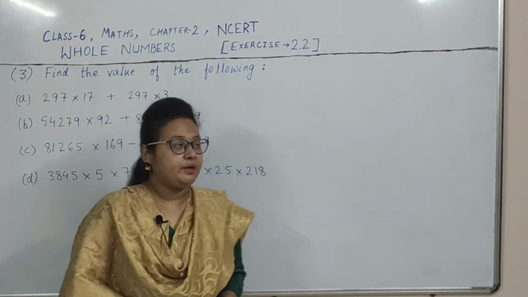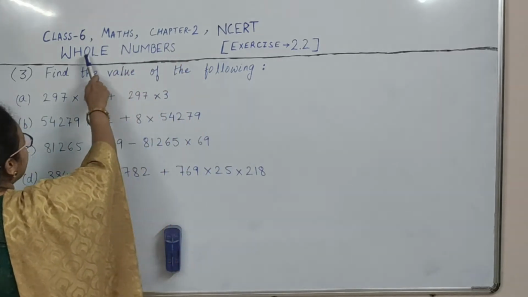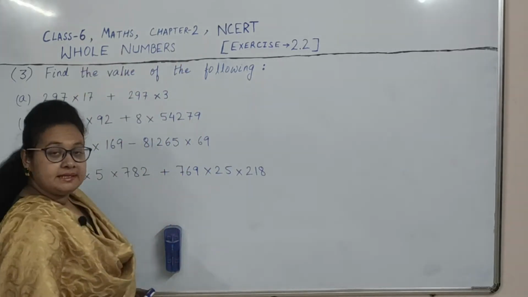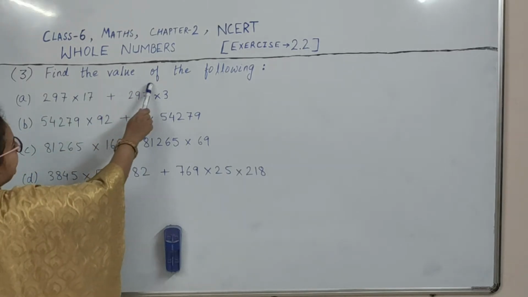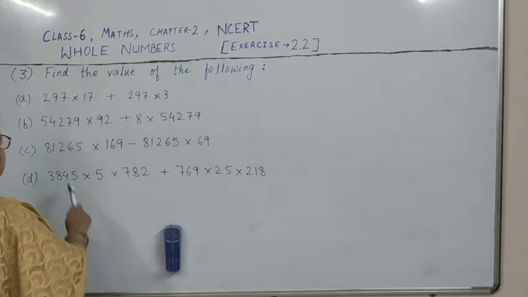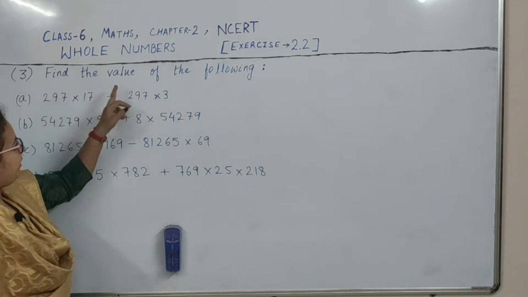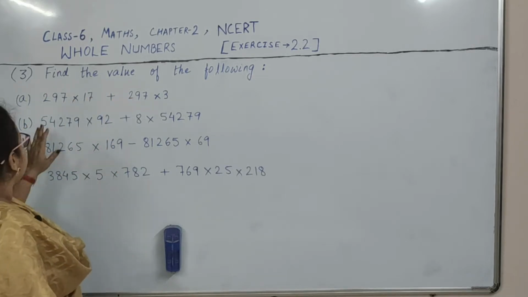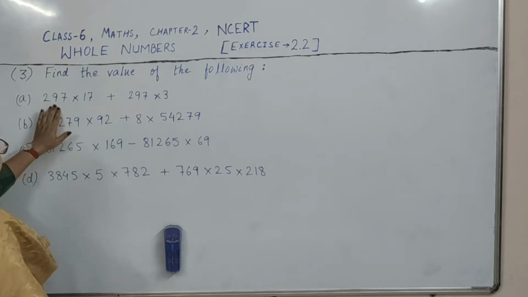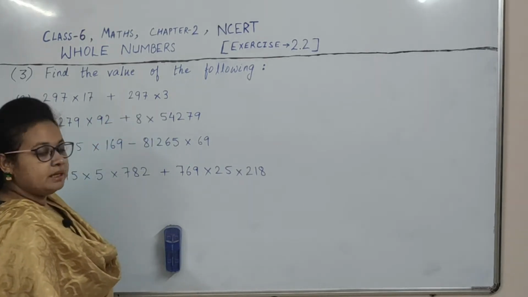In today's class, we will do question number 3 of exercise 2.2 from the second chapter, Whole Numbers, from the 6th class Maths NCERT book. Now let us see what the question is. Find the value of the following. These 4 questions are given, A, B, C and D, and we have to find their values. Okay, so see, 297 into 17 plus 297 into 3.